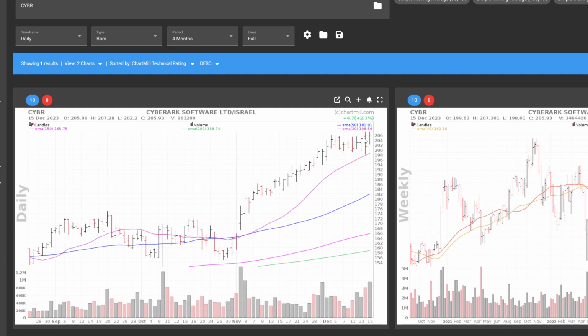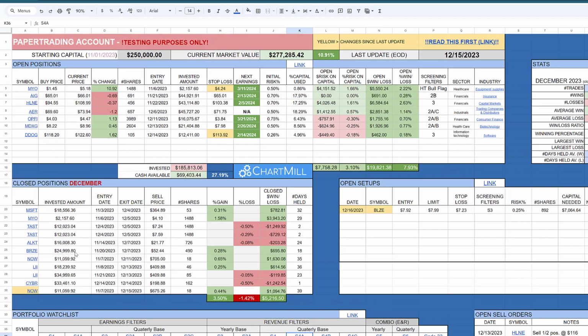And then Cyber was a rather aggressive one. I entered it Thursday when it broke out above this sideways range, but the same day I was stopped out. It tested the 150 SMA, and then next day it opened very close to the high of that range with rather heavy volume, but I'm stopped out for this. So those were the closed positions.